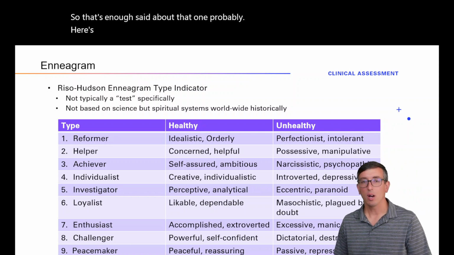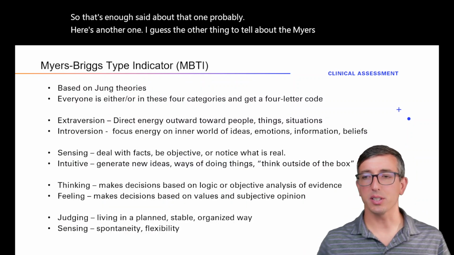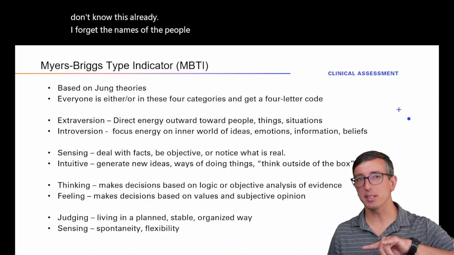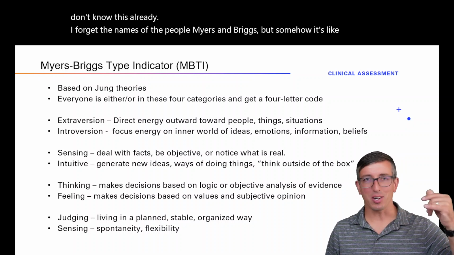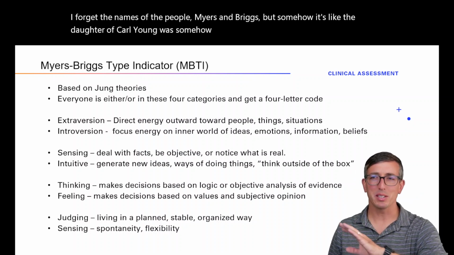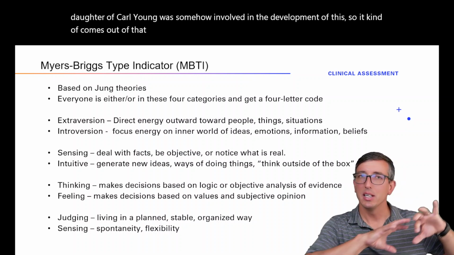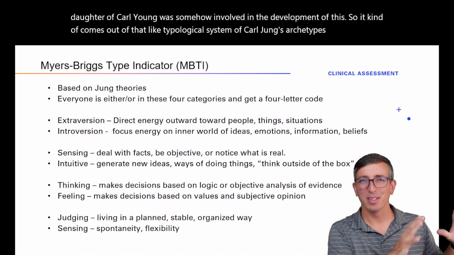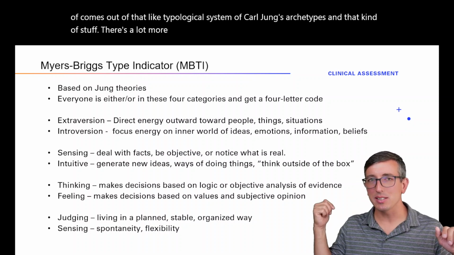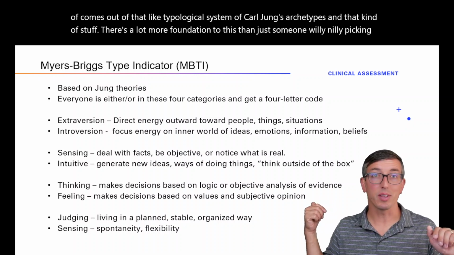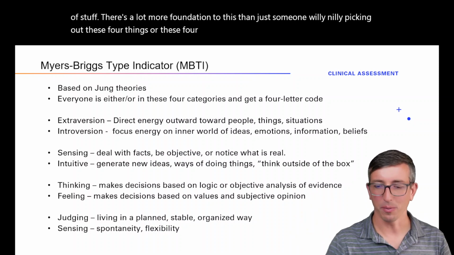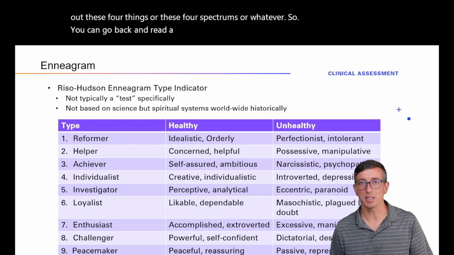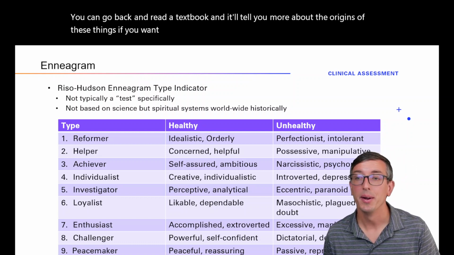Here's another one. Oh, the other thing to tell about the Myers-Briggs, if you don't know this already: I forget the names of the people, Myers and Briggs, but somehow the daughter of Carl Jung was involved in the development of this. So it comes out of that typological system of Carl Jung's archetypes and that kind of stuff. There's a lot more foundation to this than just someone willy-nilly picking out these 4 things or these 4 spectrums. So you can go back and read a textbook and it'll tell you more about the origins of these things if you want to know.